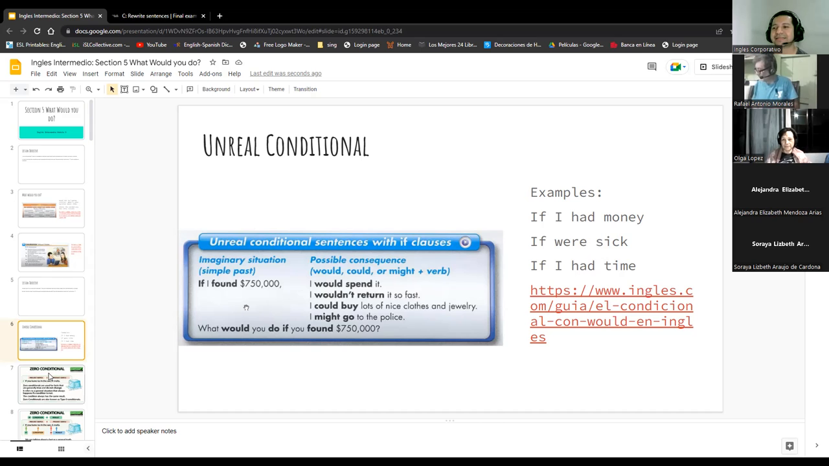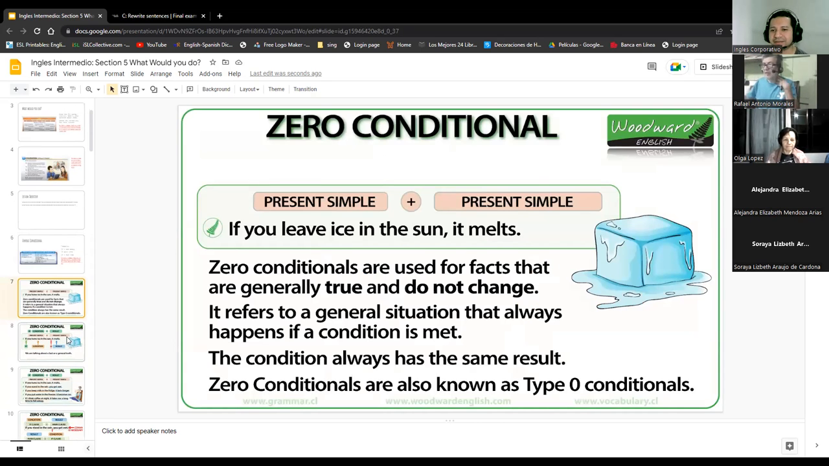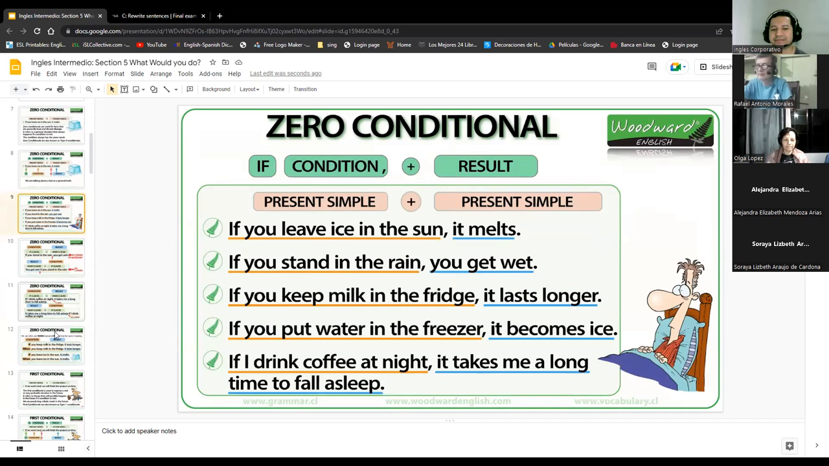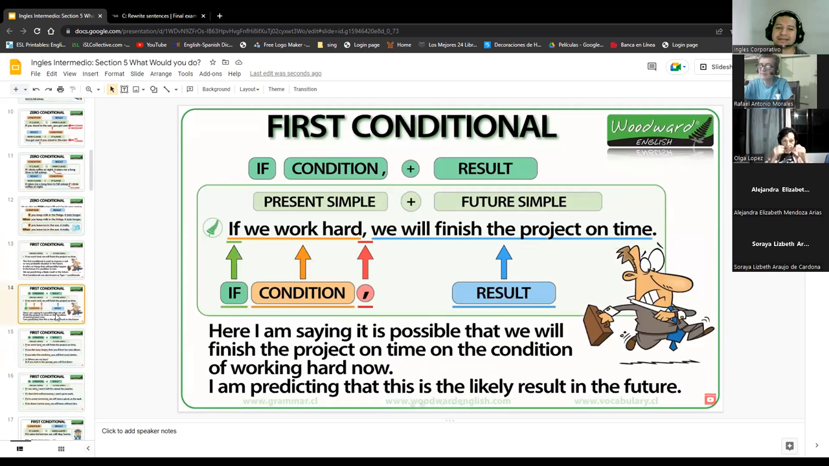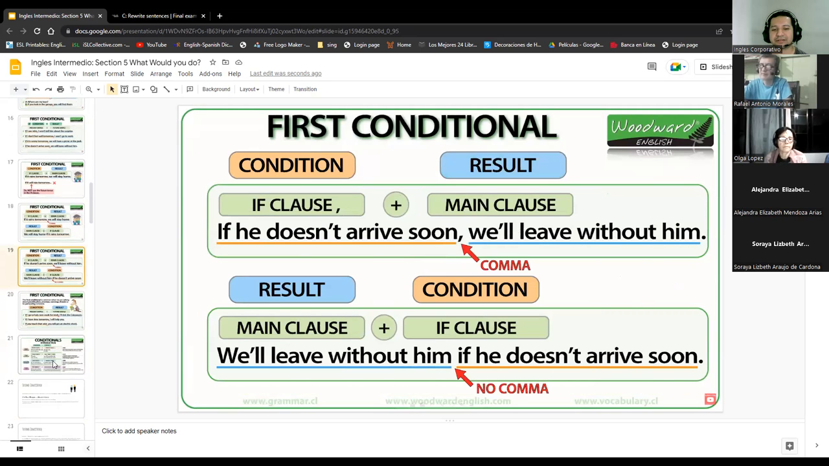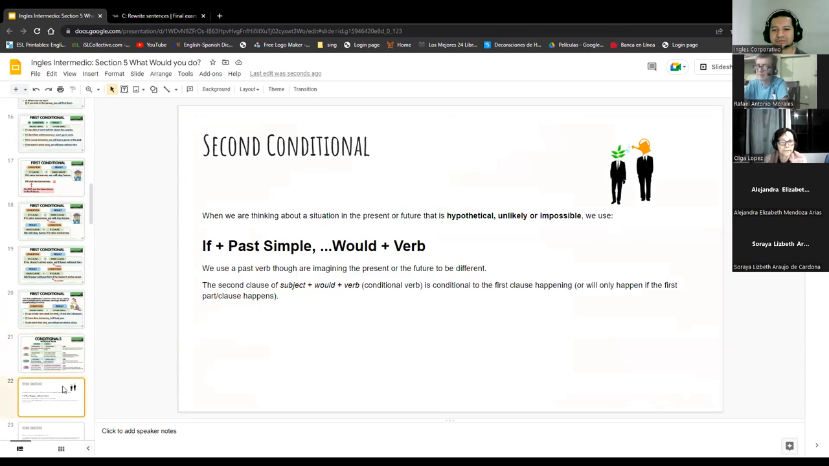Okay, perfect. So yesterday we had a little review of the zero conditional. We also check how we form zero conditional. Also, we have the first conditional. We already checked that. And the last one, the second conditional, right? So we are going to study this one, only this one, second conditional. Solo esa es la que vamos a estudiar.